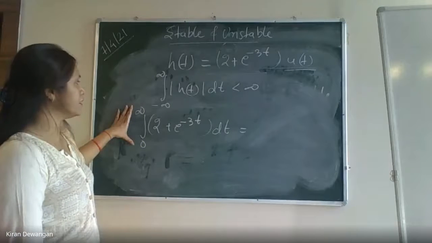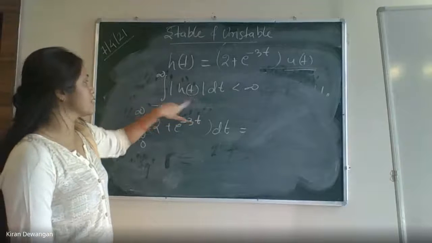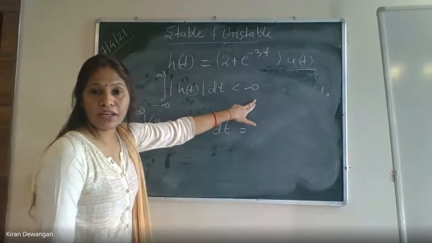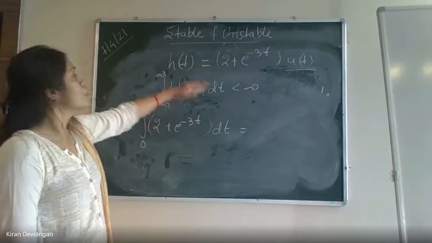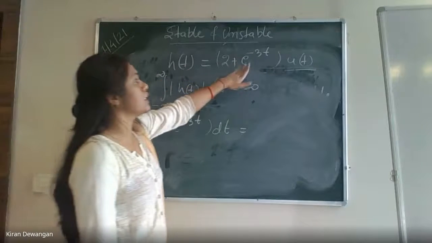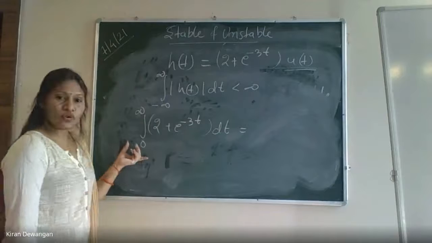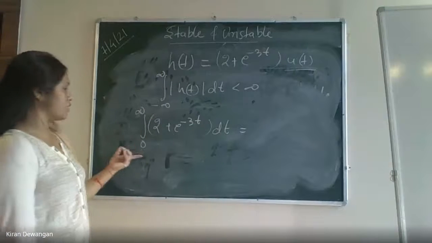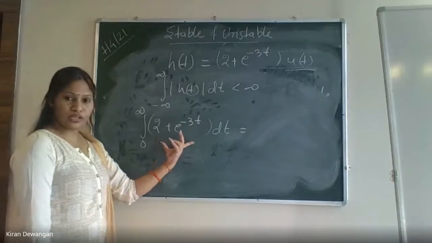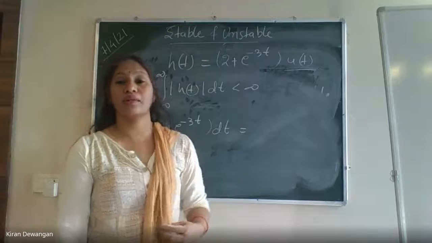We are directly taking the infinity of this one since we know that this is the condition to check the stability. That's integration from minus infinity to infinity of mod of h(t) dt should be less than infinity. This has to be a finite value. Now since we are given h(t) directly, what is h(t)? 2 plus e to the power minus 3t into u(t). Now we'll apply this formula. Since we have u(t) attached to it, the limits will change from 0 to infinity. Now if we apply the integration, what is the answer we are getting? Accordingly we'll take the decision whether it's stable or unstable.